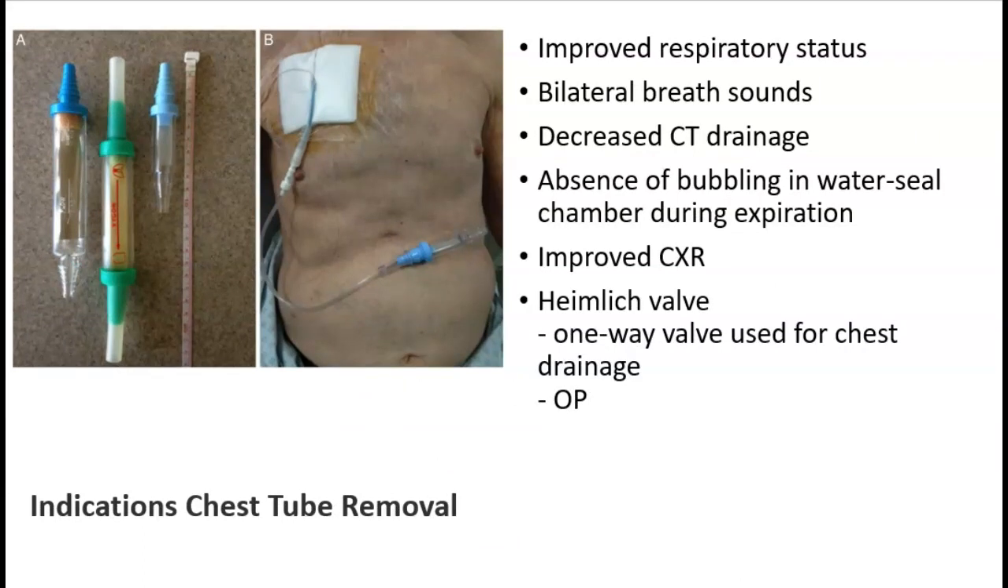This picture is kind of interesting. This is what we call a Heimlich valve. It's a one-way valve that's just used for chest drainage, and patients can go home with these little Heimlich valves. So people have persistent pneumothoraxes, and sometimes now we even have portable atriums. Very interesting. People don't have to stay in the hospital as long these days as a result of some of this technology.